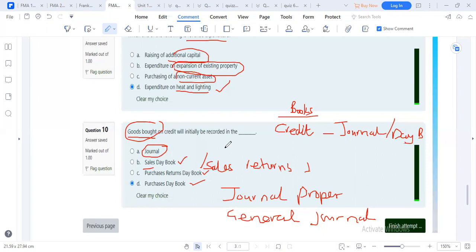If a customer bought goods from us and they returned them because they were damaged, wrongly sent, expired or broken, when they bring them back to us, we call them sales returns, and they go into a book called the sales returns journal.